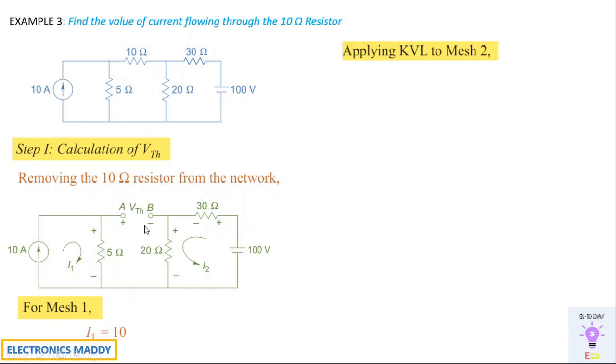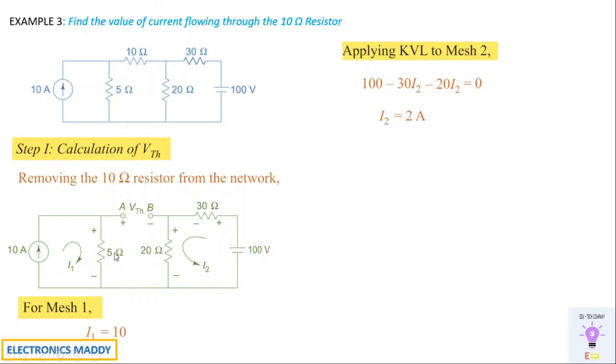Now we'll apply KVL to mesh 2, going step by step. 100 volts, going from minus to plus, so it's plus 100. Again from plus to minus, so minus 30 I2. Again from plus to minus, that is minus 20 I2, equal to 0. The algebraic sum of EMFs in a closed loop is equal to 0. Simplifying this, you'll get I2 equal to 2 amps.